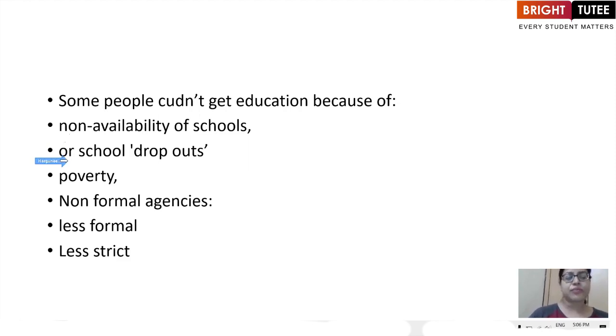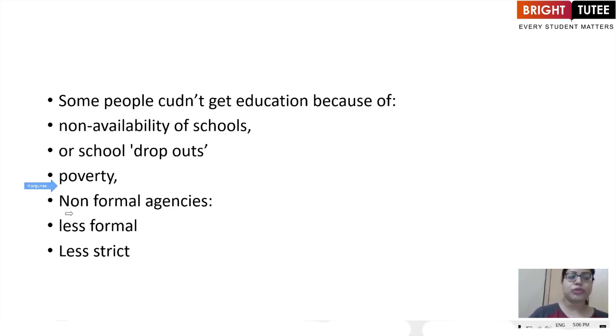Second is, at times, because of certain reasons, children drop out of school, right? Poverty is another reason that people are not able to take admission in schools, or if yes, they finish their school education, they are not able to do their higher education in colleges, etc. So these are some of the reasons why it becomes important that non-formal agencies of education are there.